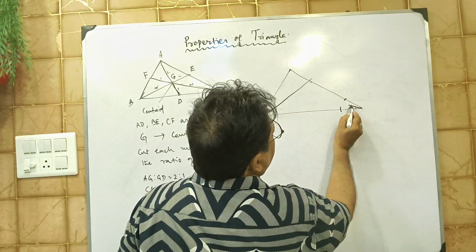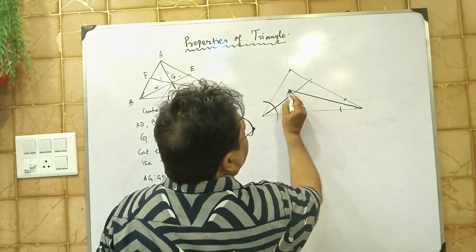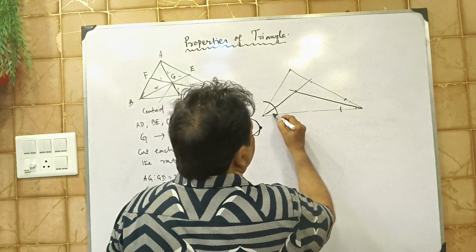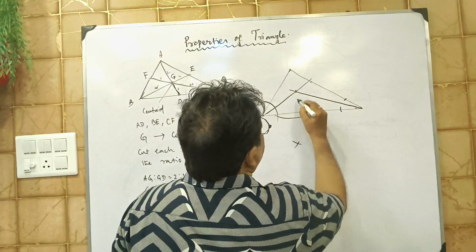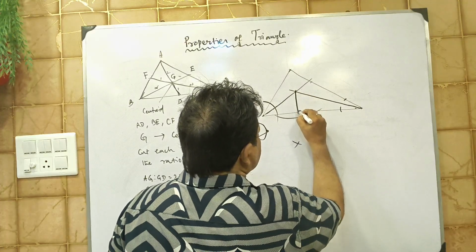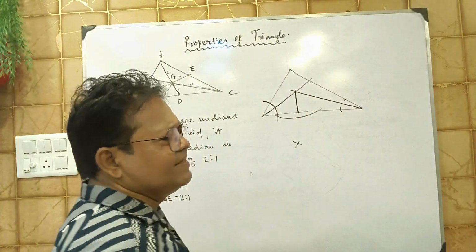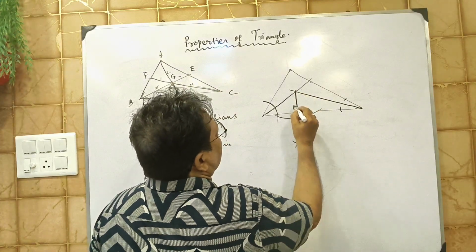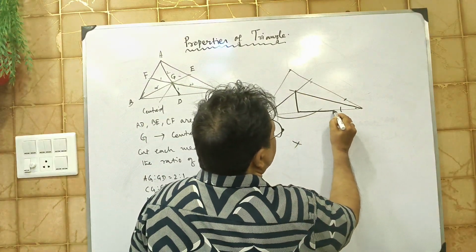And here it will go in this way. Yes. From here draw a perpendicular on this, on any one side. Draw a perpendicular from any one side of the triangle.